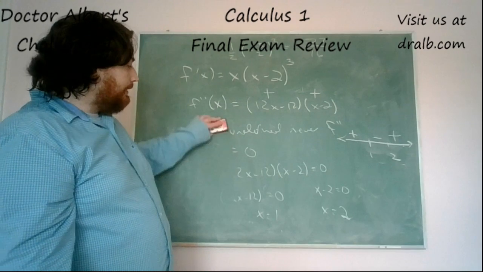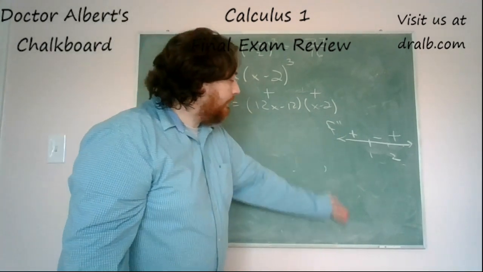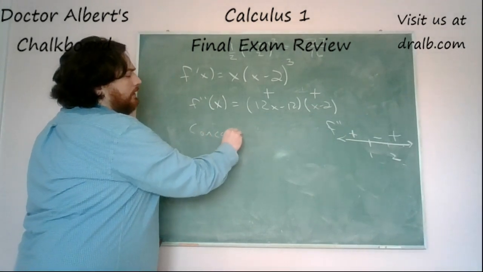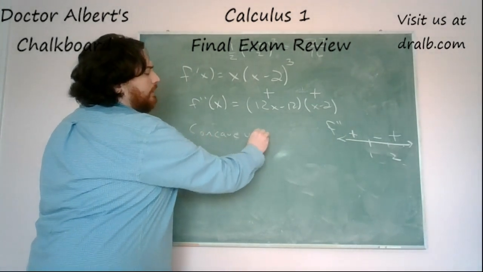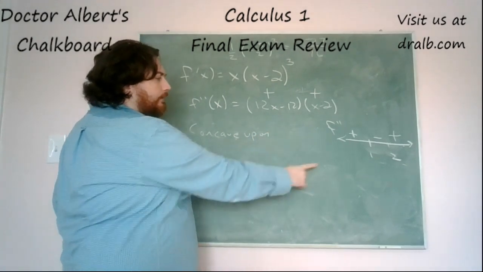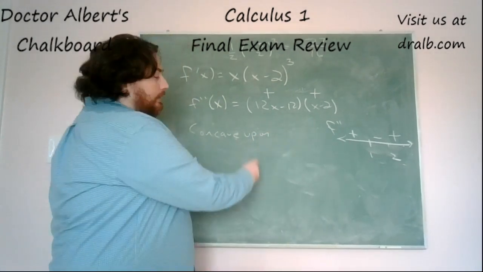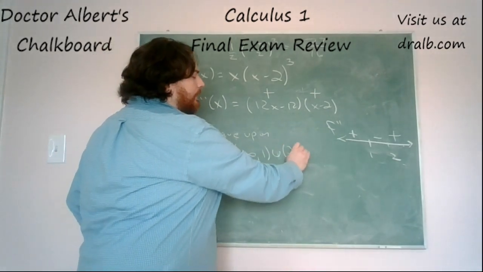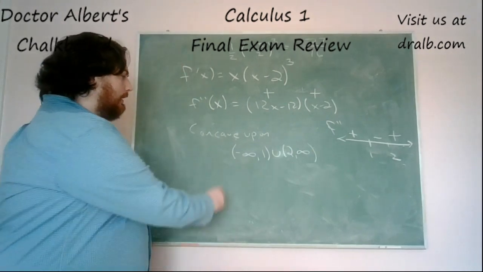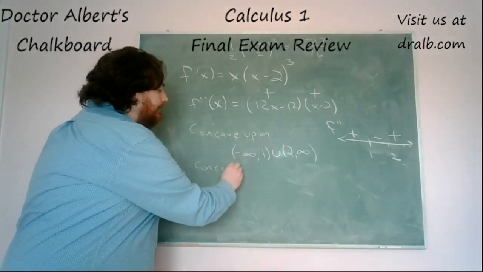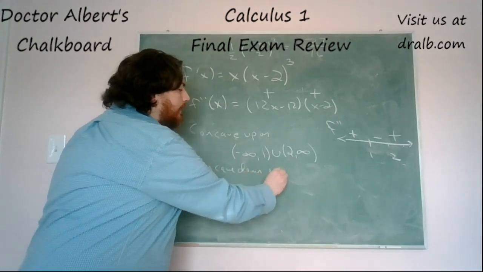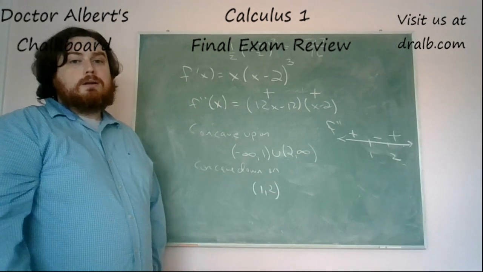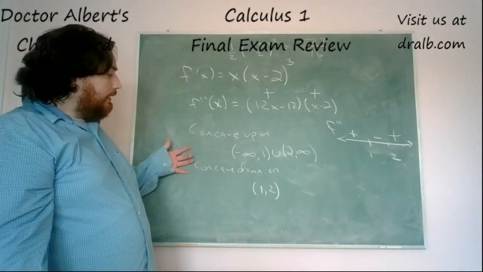So now I have the information I need to find intervals of concavity. So the function would be concave up whenever the second derivative is positive. So that would be negative infinity to 1, union 2 to infinity. And then it's going to be concave down on 1 to 2. So there's my intervals of concavity.